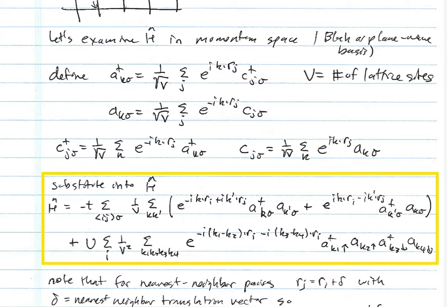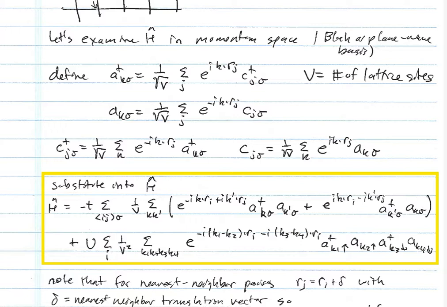And so the Hamiltonian H is minus t sum over nearest neighbor pairs ij sigma, 1 over V because I have 1 over square root of V's, sum over k and k prime, e to the minus i k dot Ri plus i k prime dot Rj, a dagger k sigma, a k prime sigma plus the Hermitian conjugate of that, which is e to the i k dot Ri minus i k prime dot Rj, a dagger k prime sigma, a k sigma.